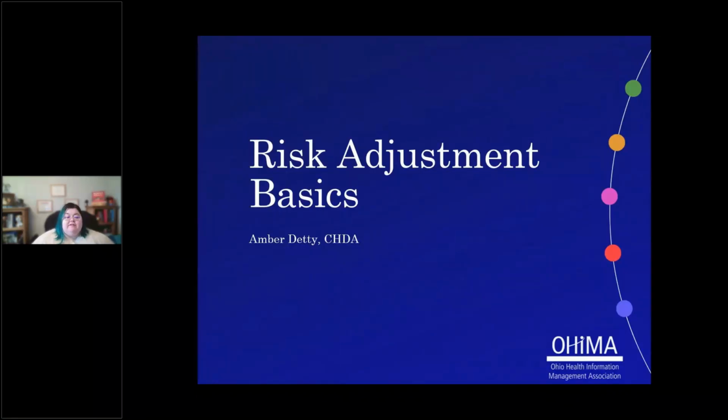Hello, and welcome to the first in a two-part series on risk adjustment. This session will introduce the concept of risk adjustment and go over the most common models and uses of risk adjustment. I'm here with Detty, and I'll be leading this discussion.